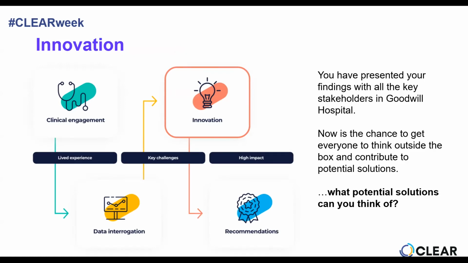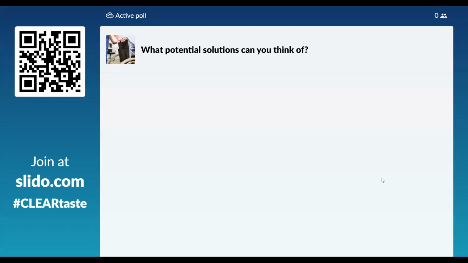So you now have the opportunity to get everyone to think outside the box and contribute to some potential solutions. And this is what we call the innovation phase. So for our next question, what we're going to ask you to do is write down any potential solutions that you can think of. And at this stage, we're trying to think very big, very innovatively, try not to be constrained by practicalities, because we try and go as big as possible. And then at a later stage, kind of bring it back down to plausibility and viability.